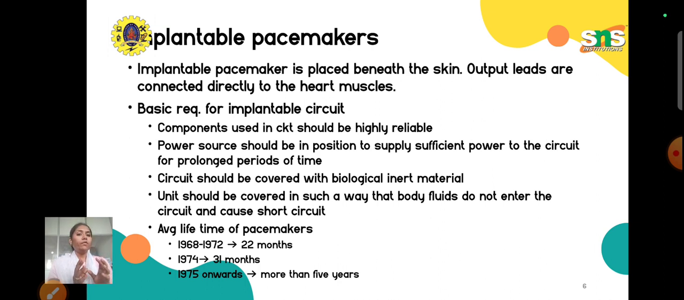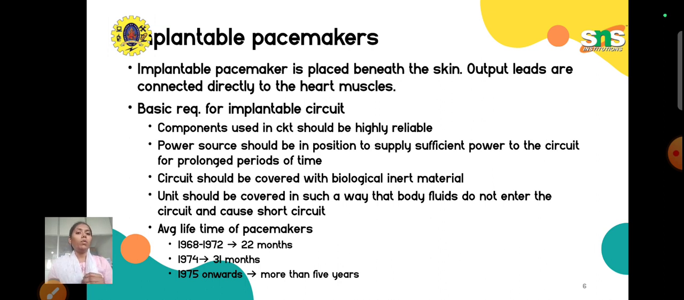So these are the four basic requirements, 1 2 3 4. One, components should be highly reliable. Two, the power source should be sufficient to give enough power for a prolonged period. Three, the circuit should be covered with inert material. And four, the unit should be covered in a proper way, so that the body fluids will not get inside, so that we can avoid short circuit kinds of problems.